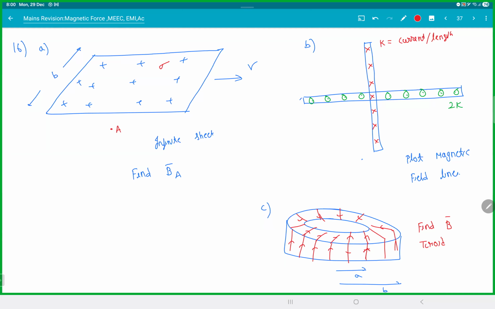Plot magnetic field lines. We have a toroid. Find the magnetic field inside the toroid. Let me add one more question. We have a hollow cylinder.